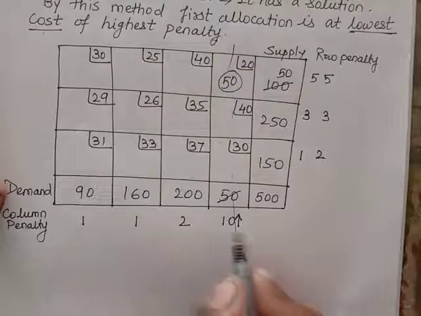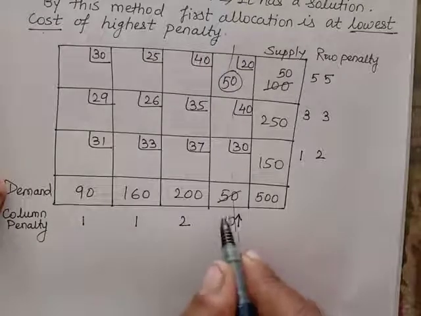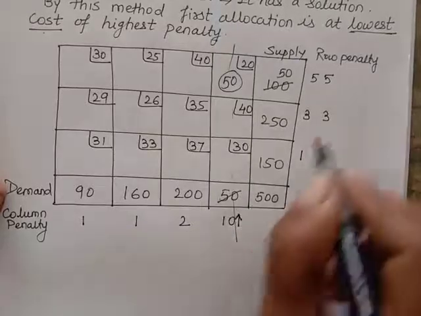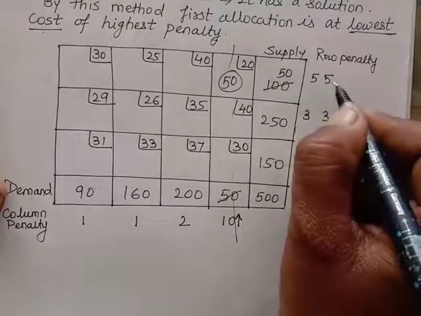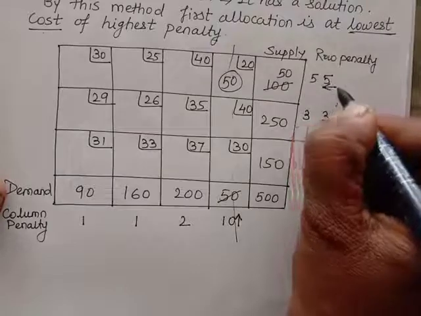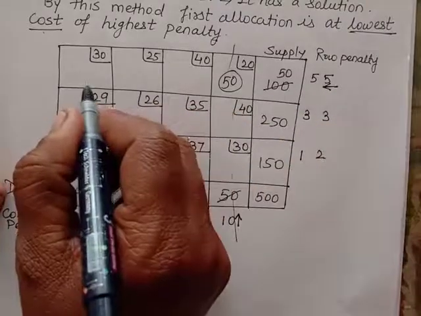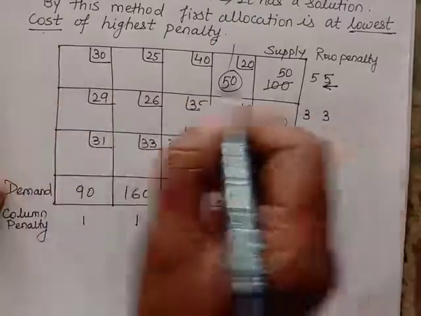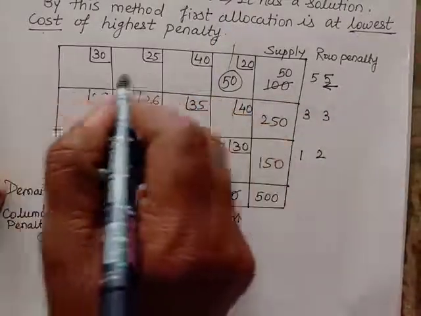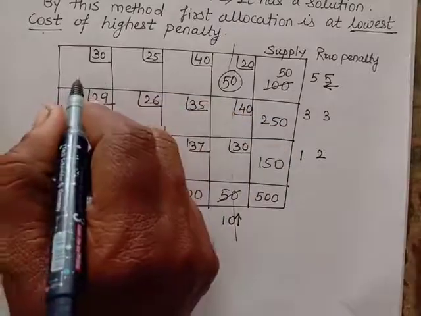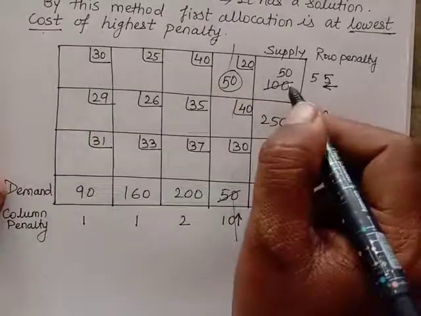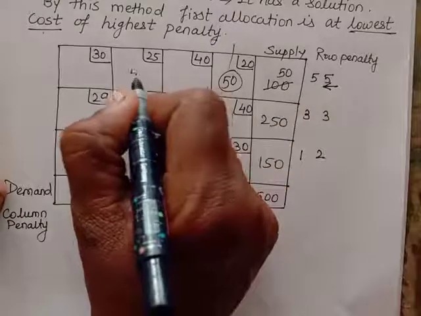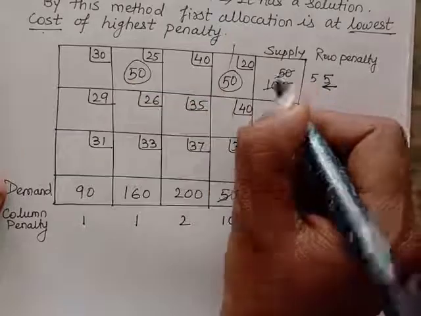Now look, this gets satisfied, so we won't consider this part now. Simply look at 5, 3, 2, 1, 1, 2. Which is the highest penalty? The highest penalty is this 5. So our next allocation is at this row. Now in this row, what is the lowest cost? In the remaining cells, the lowest cost is what? 25. So we look at this 50 and 160. The minimum of them is how much? 50. So this gets satisfied.